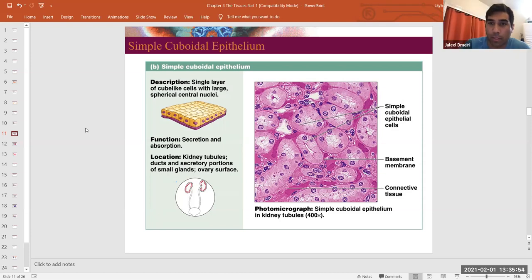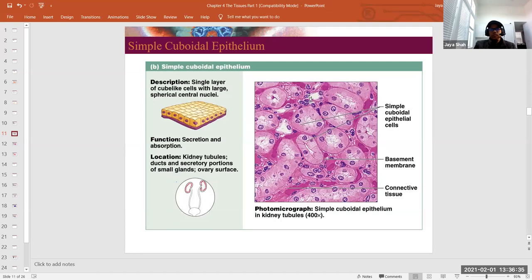For the lab, will you tell us where the cross section is taken? Yes. So, a simple cuboidal epithelium. Simple means one layer. You see here there are cube-like cells. And here is a transverse section of the kidney tubules. This is the space of the kidney tubules, and there are cells around it. See the dark nuclei? And then the maroon color is the extracellular space.